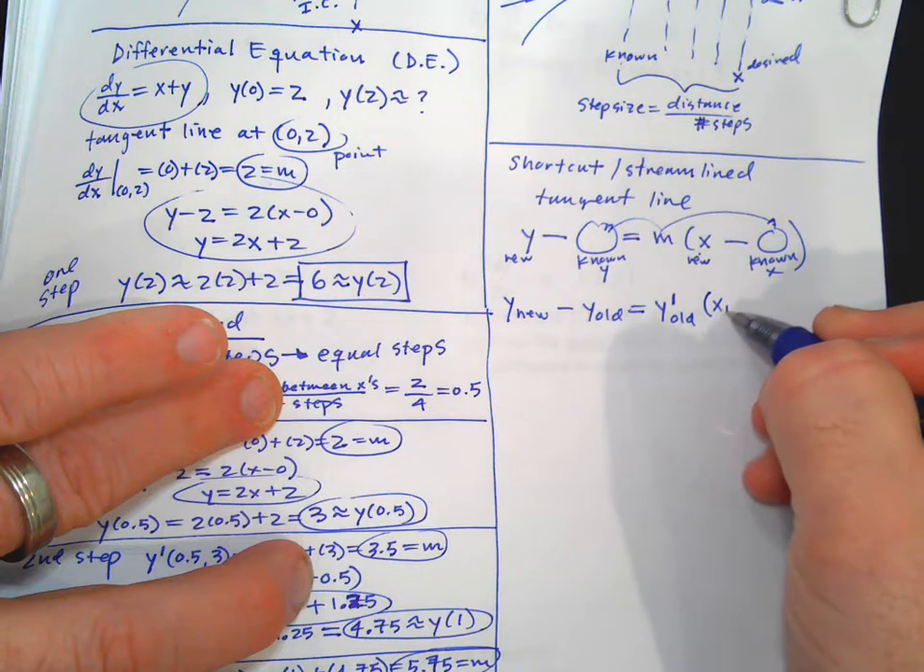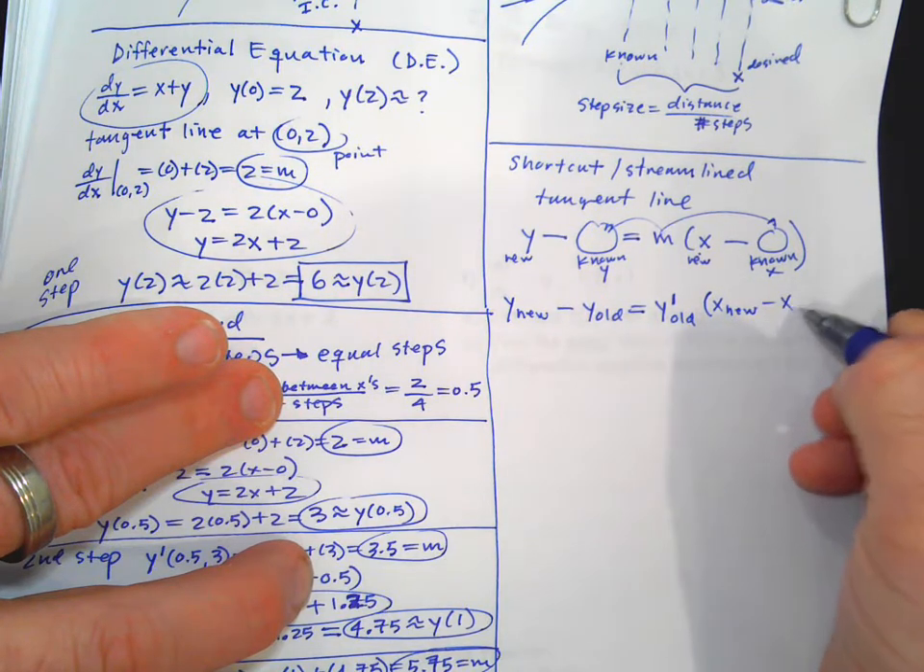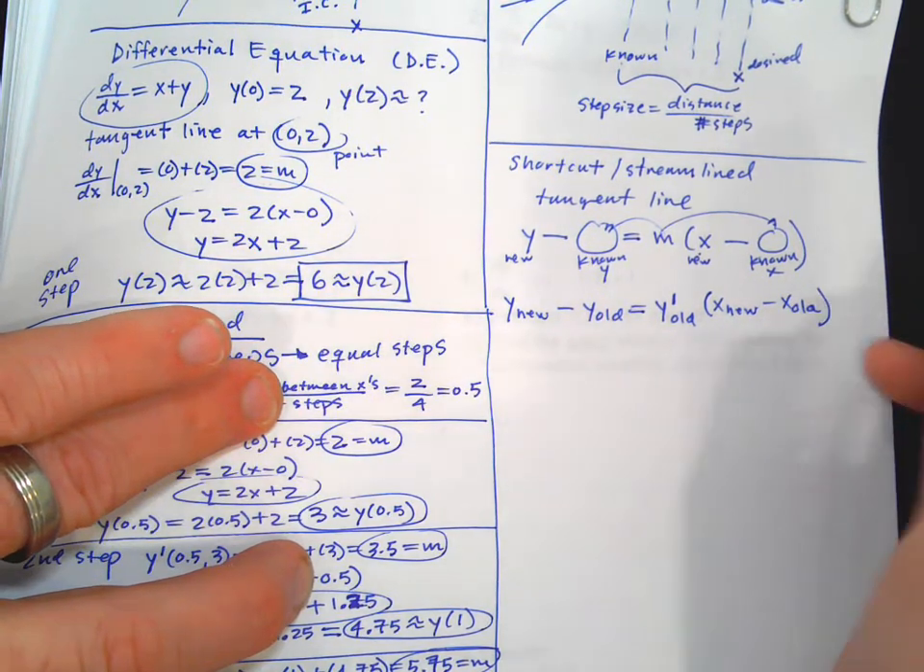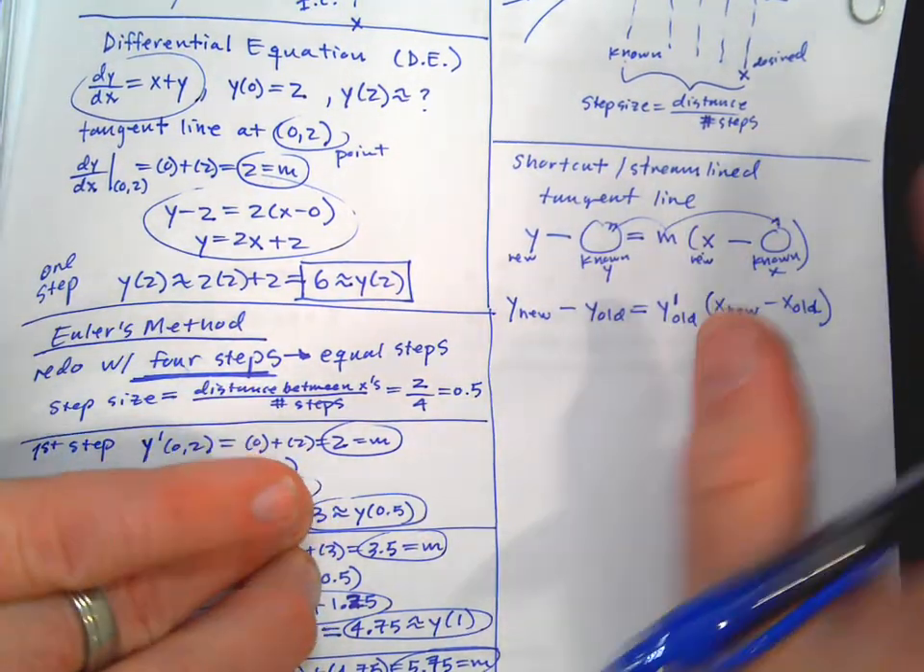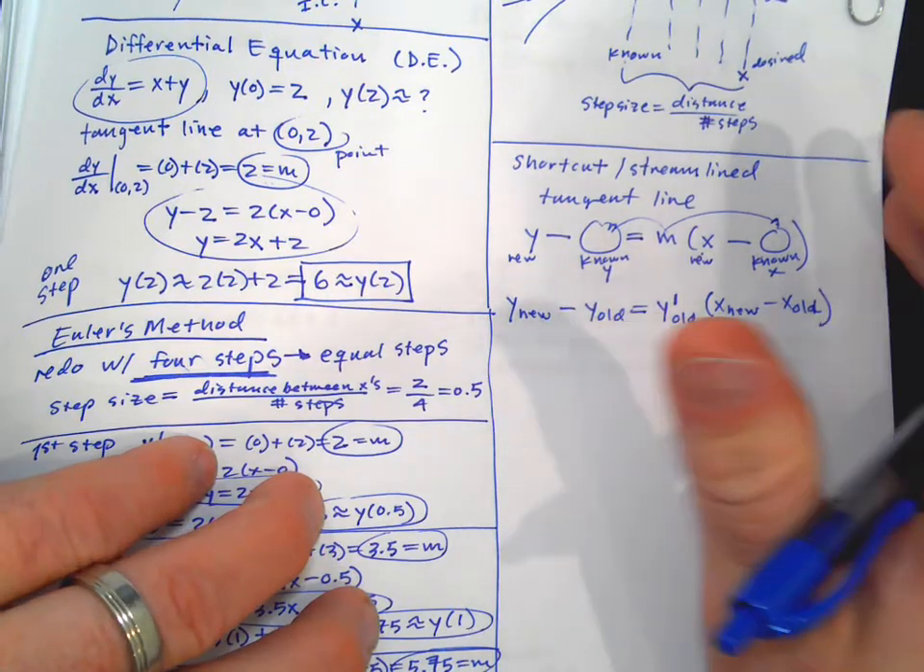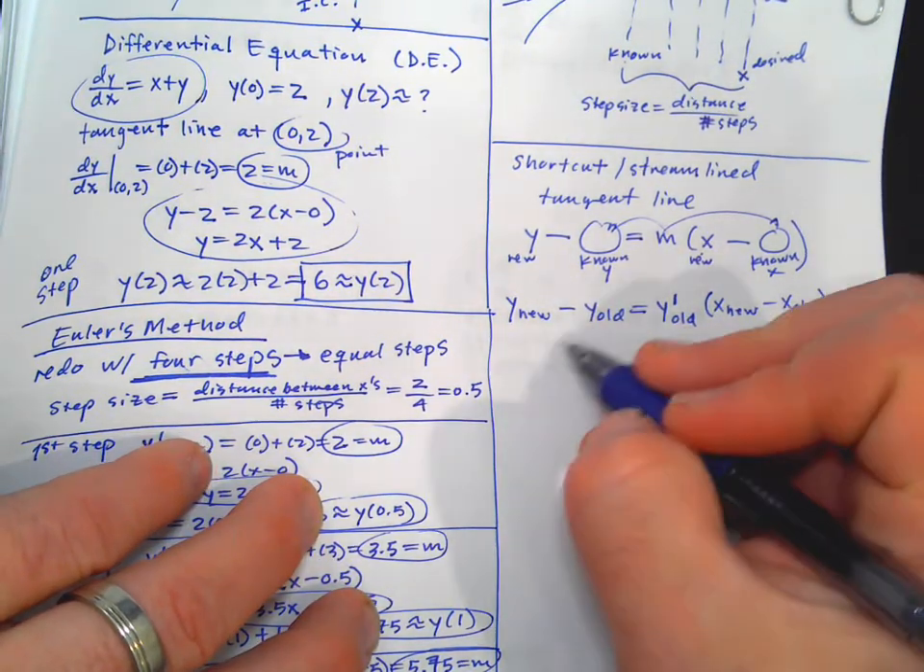Times x new minus x old, okay? So if you can do this, if you can think this through, then I think you have a shot at using the shortcut. If you can't, you have no shot. Now, I'm going to tweak this a little bit.